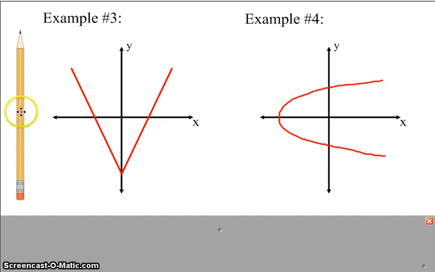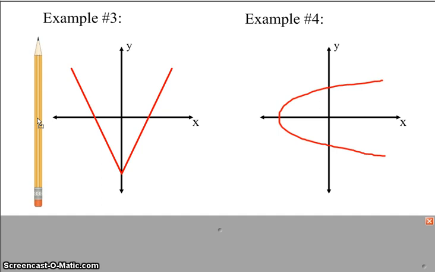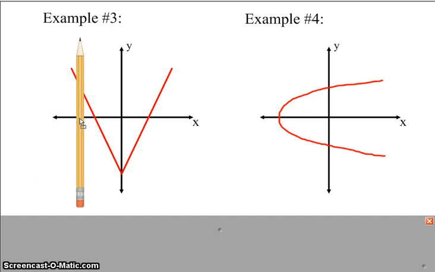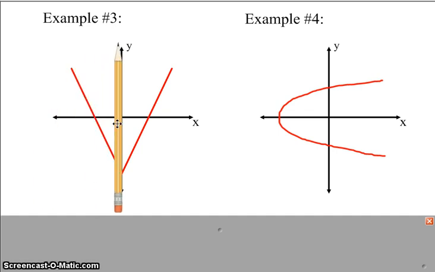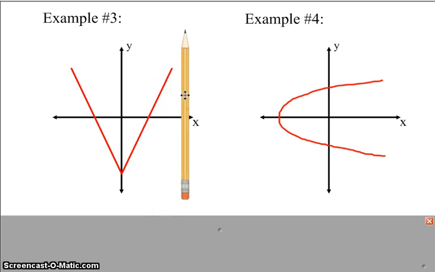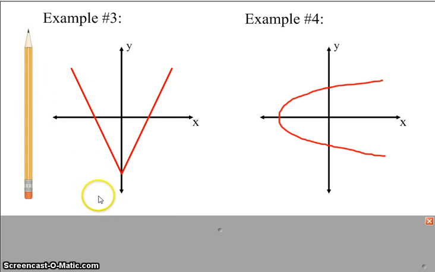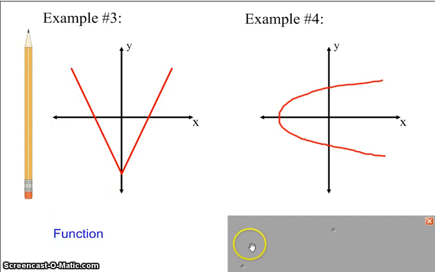Alright, let's see what you got. I got my pencil here, I'm dragging it from left to right, only touching 1 point, 1 point, 1 point. Gets a little tricky here, but I'm still only touching 1 point even at this kind of the bottom of the V here, the turning point, and I'm always touching 1 point. So I never touch more than 1 point, so that would mean it passes the vertical line test. That means it is a function. Hopefully you got that one right.